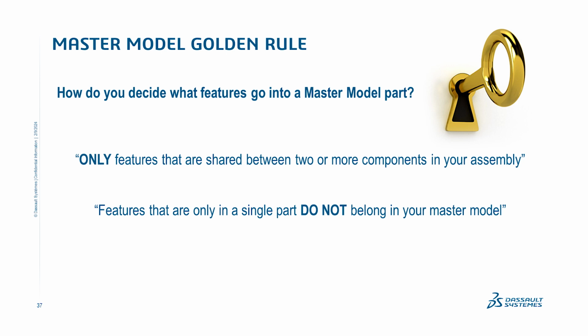It's basically that the only features you put in the master are ones that are shared by two or more components. And likewise, features that are only shared by a single part don't necessarily belong in the master model. This is the logic that master model is built on, that it's built to share features amongst parts. If you have one part that has a deboss of some text on it, and that's the only part that has that, you might want to think about doing that in the derived part, not in the master.